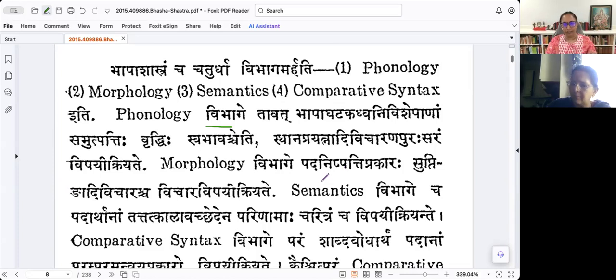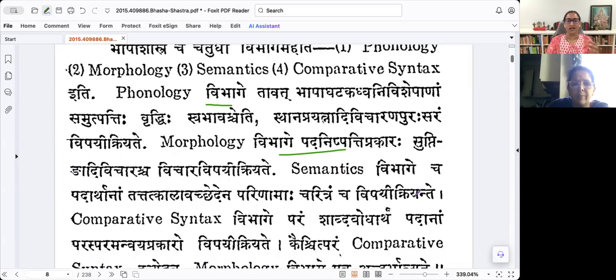Now go to morphology. Morphology vibhage padanishpatti prakaraha. Sup ting adi vicharascha vichara vishayi kriyate. So vichara vishayi kriyate, it is brought under discussion. What is brought into discussion?